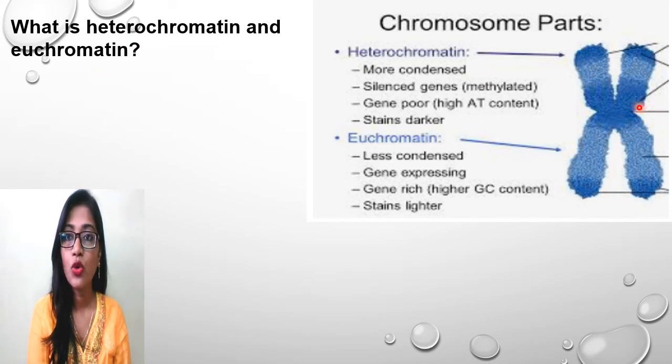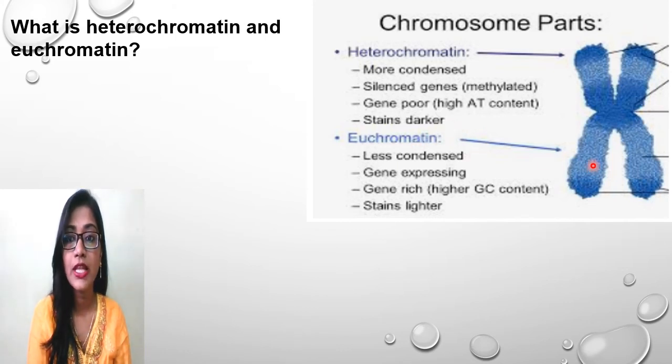So this is the chromosome. You can observe the color of the chromosome, the bands, the dark color and the light color. The dark color which you can see in the chromosome is heterochromatin, while the lighter part, that band or portion, is called euchromatin. Heterochromatin is more condensed, and because of that, when it is stained, it appears dark in color. The genes are methylated and silenced, which means they do not get expressed. Poor genes are present, and the adenine and thymine content is high. It stains darker when observed.